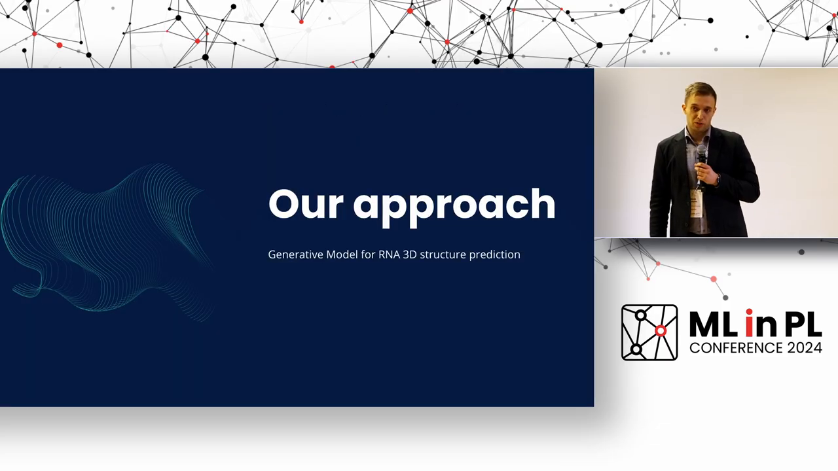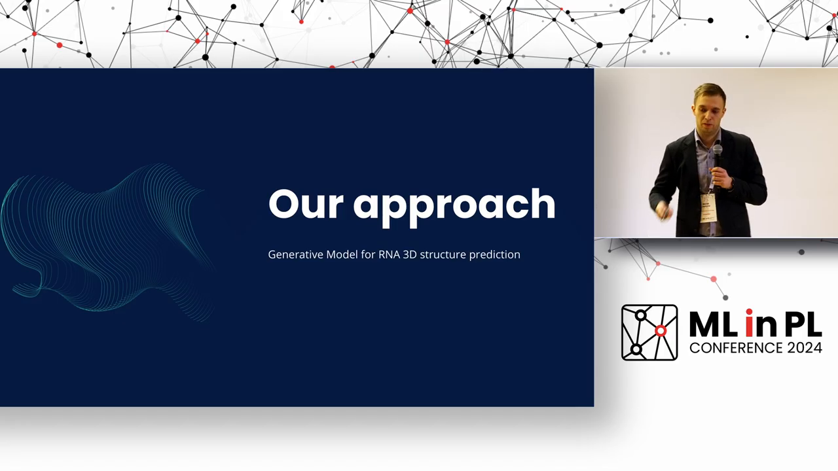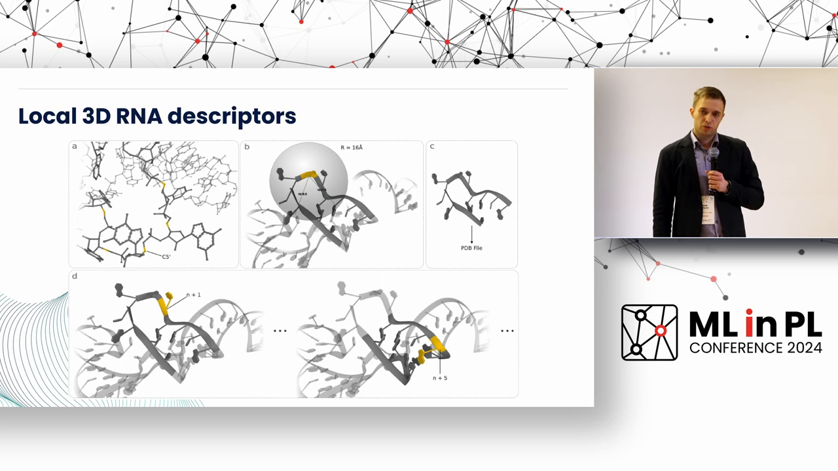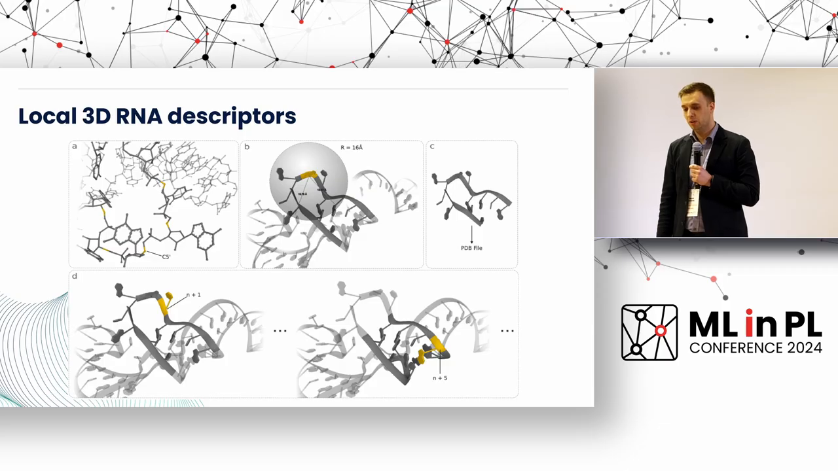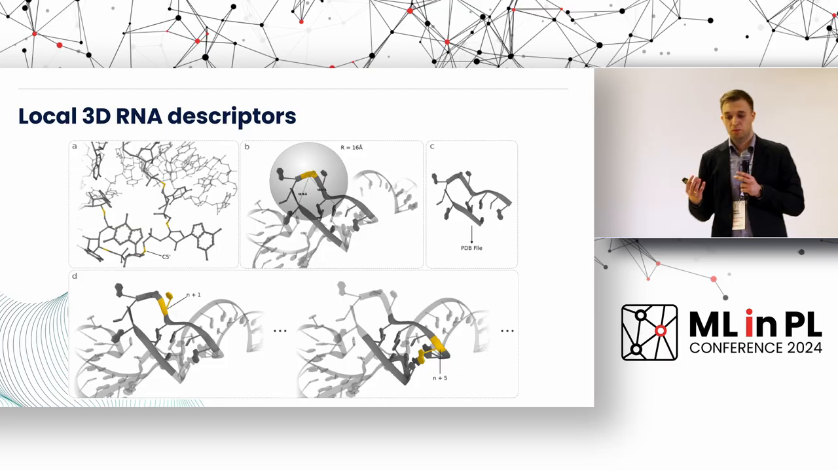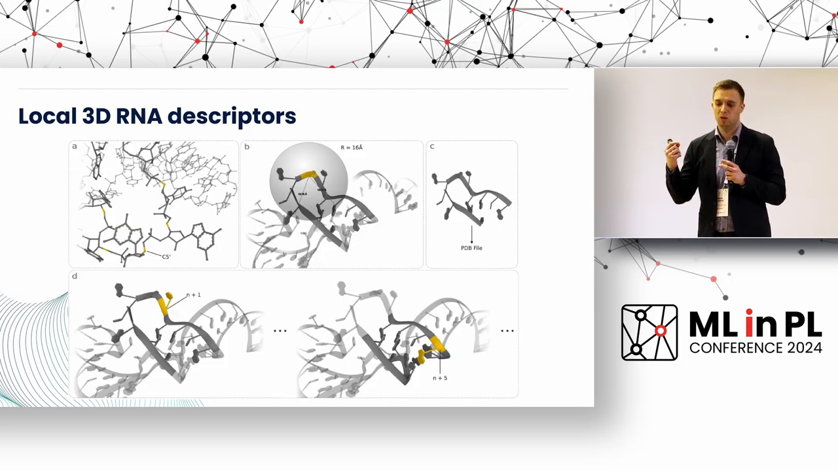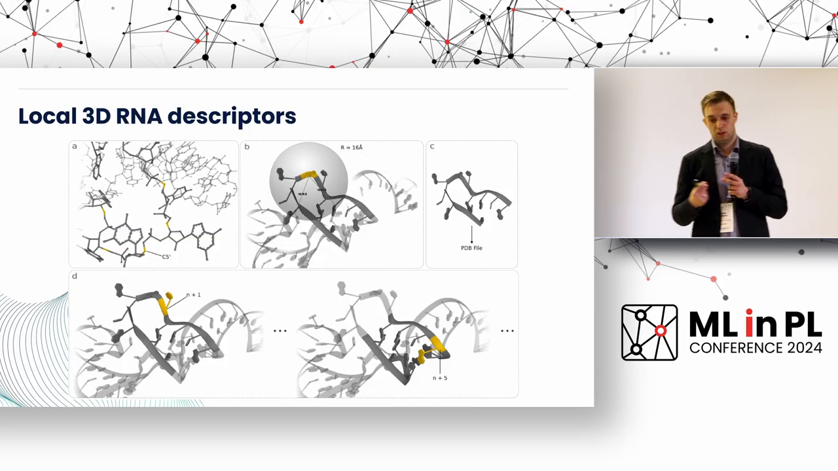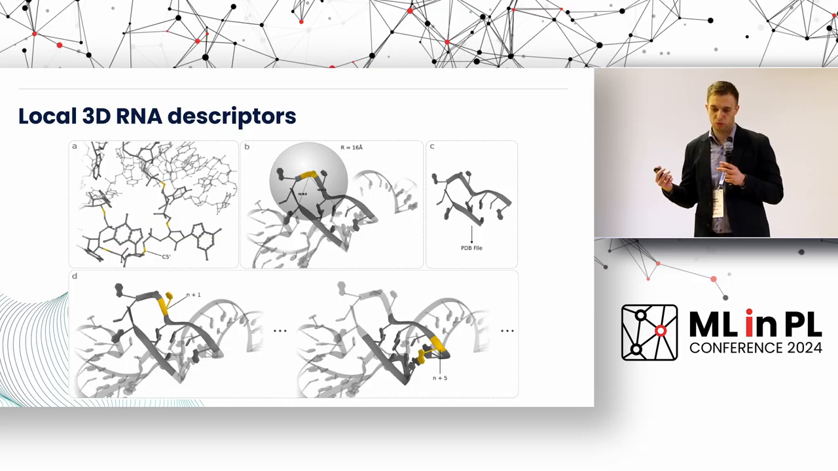So now I'd like to present our approach, how we want to address those limitations and challenges. First of all, the problem was the amount of data. So we were thinking that maybe we could try some augmentation, or just try to extend our data set. Instead of predicting the full structures, maybe we could start with predicting smaller particles or smaller substructures. And those substructures are called the local 3D RNA descriptors.